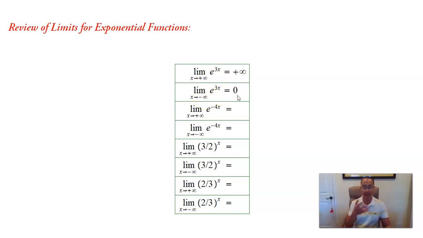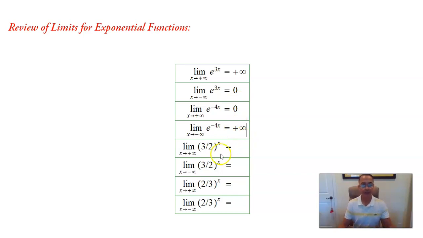We have a horizontal asymptote as e to the 3x goes further and further to the left. It is backwards for e to the minus 4x. We have a decreasing function. So at plus infinity, your limit is 0. But at minus infinity, your limit is going to be plus infinity.